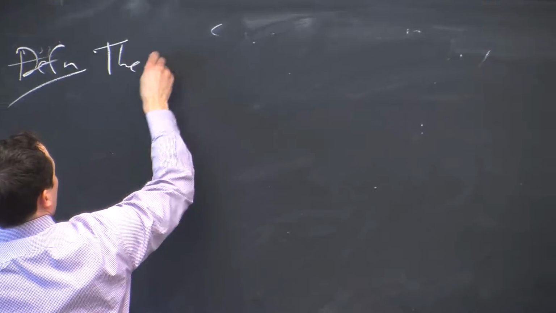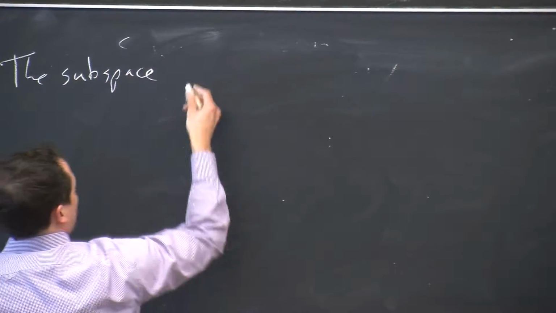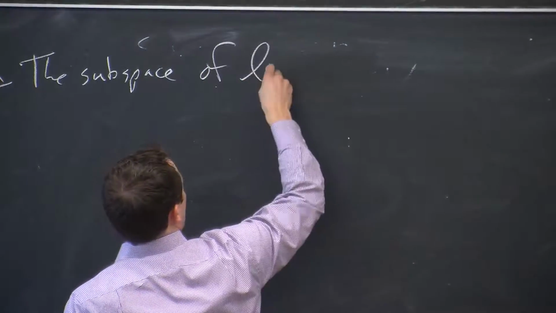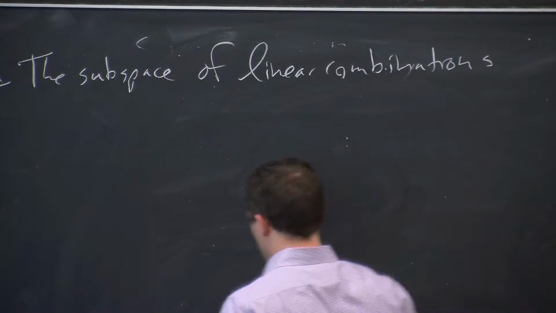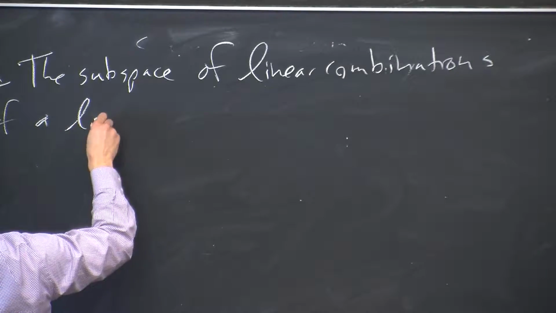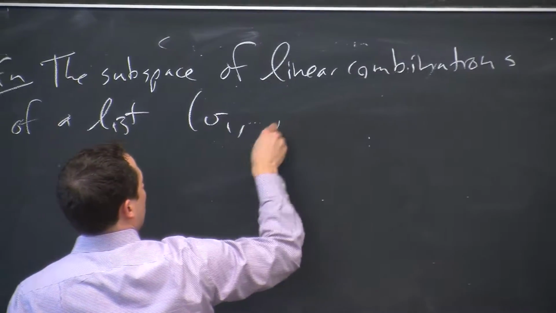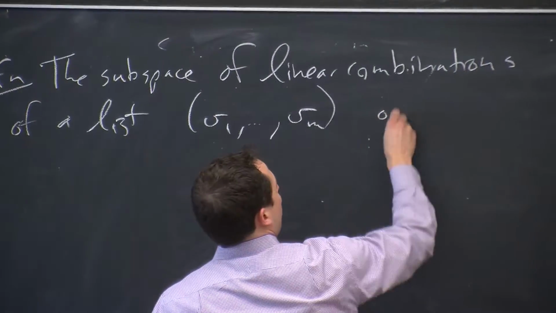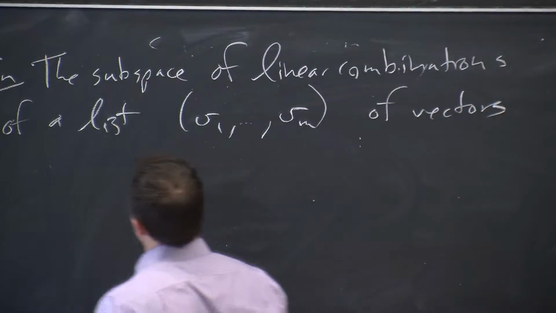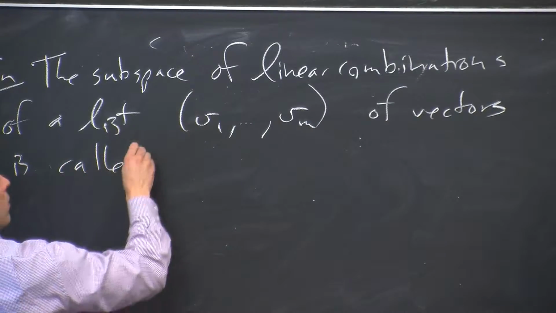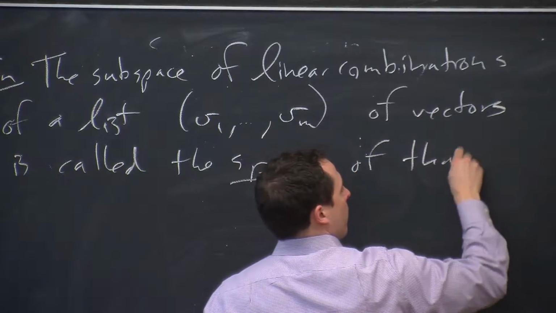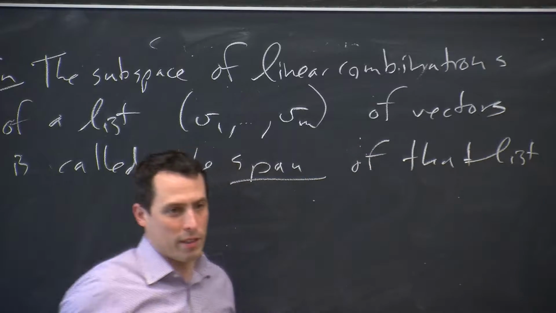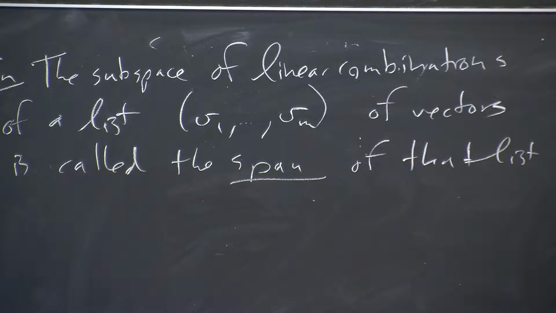And the reason I mention that is that we want to say that this subspace, or vector space, of linear combinations of a list V1 up to Vm of vectors is called the span of that list. It's the subspace which is the sum of the individual spaces.